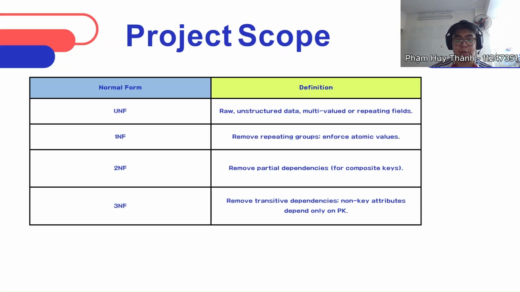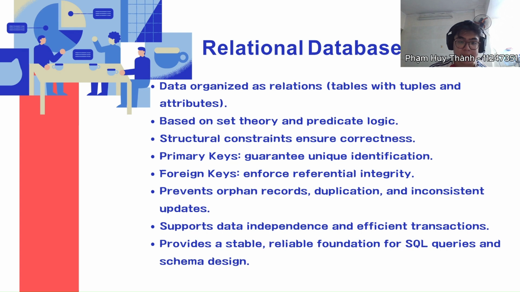In this project, our focus is to normalize data up to third normal form. 3NF offers a clean, logical, and efficient structure suitable for real-world implementation. Our data is organized as relations, tables with tuples and attributes. Primary keys ensure unique identification, while foreign keys maintain referential integrity. These constraints prevent duplication of records and inconsistent updates, creating a stable foundation for SQL operations.